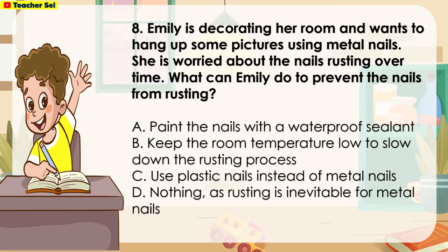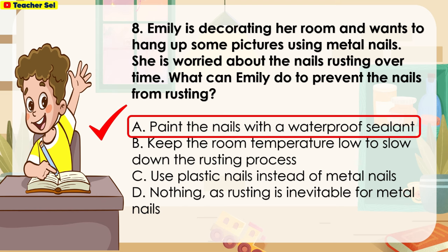Emily is decorating her room and wants to hang up some pictures using metal nails. She is worried about the nails rusting over time. What can Emily do to prevent the nails from rusting? Paint the nails with a waterproof sealant. Keep the room temperature low to slow down the rusting process. Use plastic nails instead of metal nails. Nothing, as rusting is inevitable for metal nails. Very good. The correct answer is letter A.